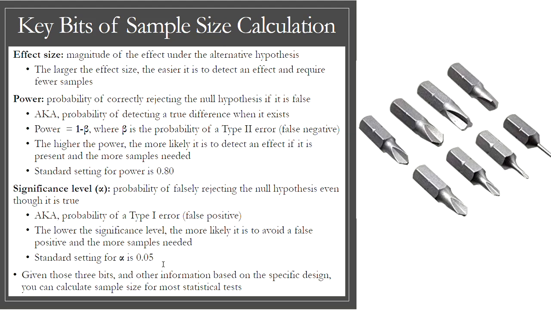So think of all the times, right, when we're getting our p-value and then testing it, is it greater than or is it less than or equal to? We are always testing it against our alpha, which is this 0.05, which is the probability of making a type 1 error. That's where that comes from. So given those 3 bits and other information based on the specific design, you can calculate sample size for most statistical tests. So not all, but most of them.